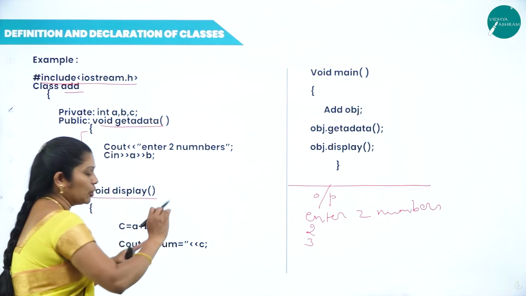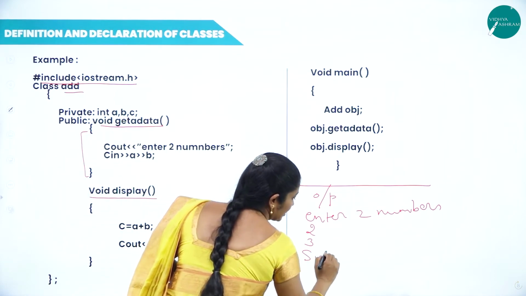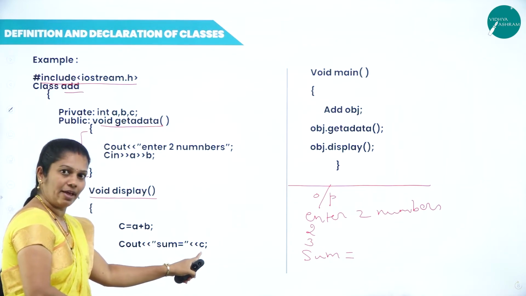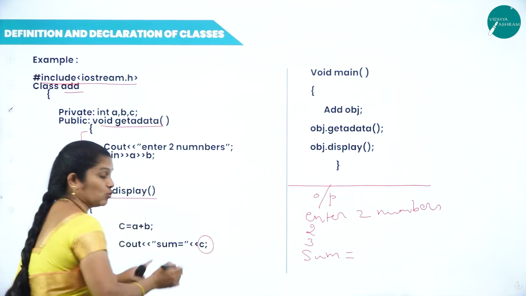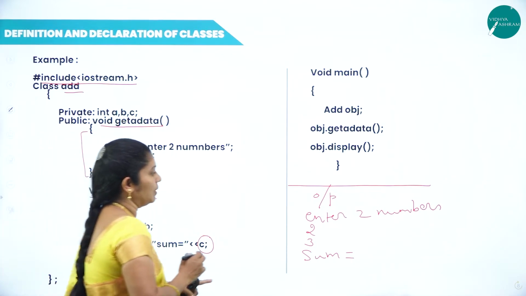See, whatever we write inside the double quotes will display as it is. Then in the output screen, "sum equals" will display. But here once again we have the insertion operator, then C. Whatever value is inside this will display. What is the value we have inside this? That is 2 plus 3 is 5.